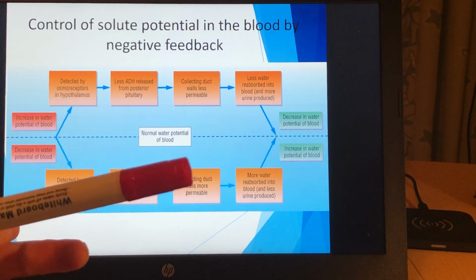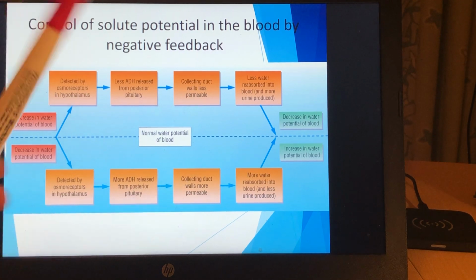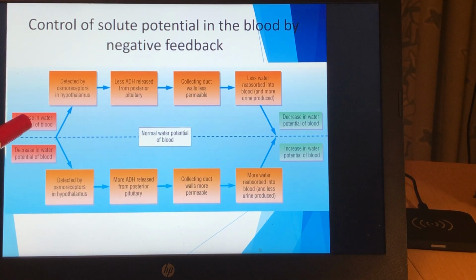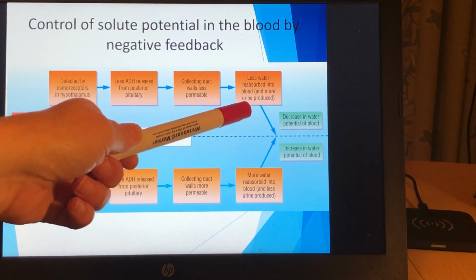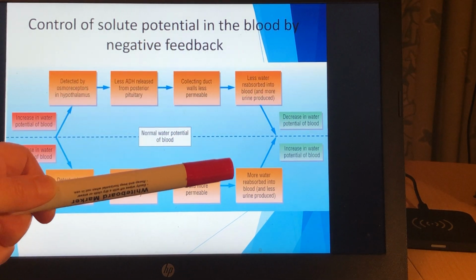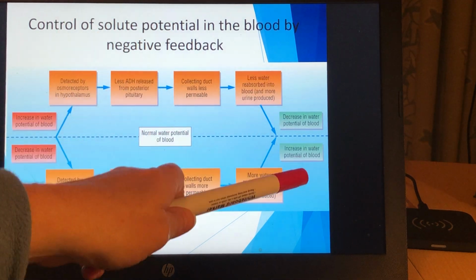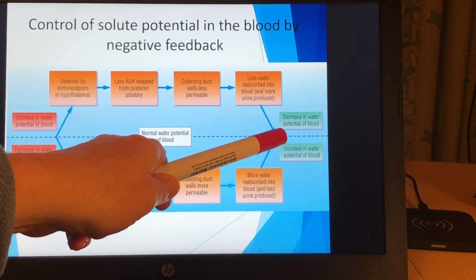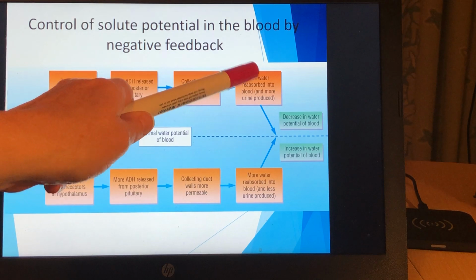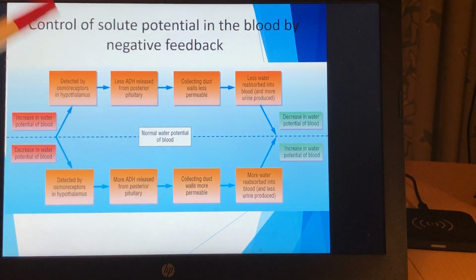Now, what's happening to the blood? The blood was too dilute at the beginning. The water potential was too high, but very little water is being reabsorbed. Most of the water is being lost in the urine, and so the water potential is actually going to drop.